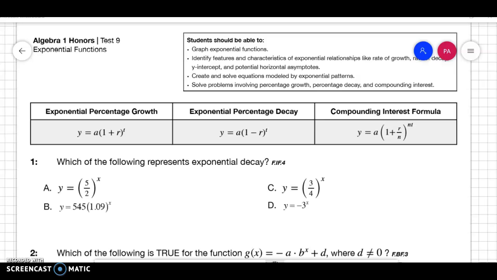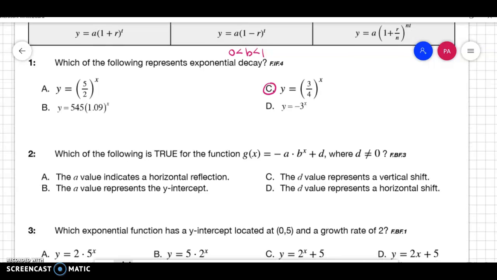I wanted to just take a few minutes if you wanted to go over your Unit 8 exponential functions test. So number one, no one really had any issues with, but just in case, exponential decay. So you're looking for a fraction, so you're looking for a number between 0 and 1, and the only one that was there was letter C.